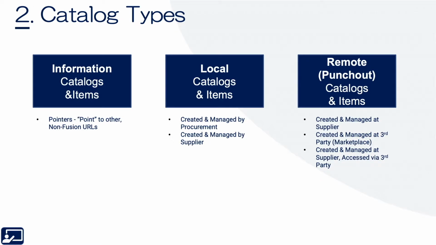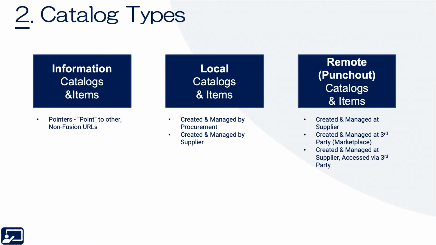Second topic, what are the different catalog types? Well, there's largely three: informational, local, and punch-out or remote. Informational catalogs are items that you can see and search, but they really aren't items. When you click on them, they take you to other web pages or URLs, Uniform Resource Locators. Next, the local catalogs. These are items and they're created and managed in your instance of Fusion. Most often they're created by someone in procurement, but they could also be managed or created by a supplier through the supplier portal.